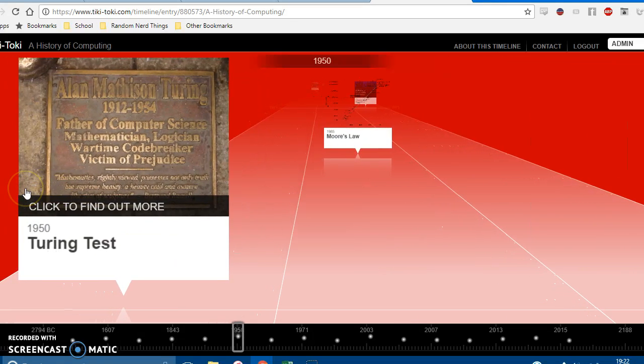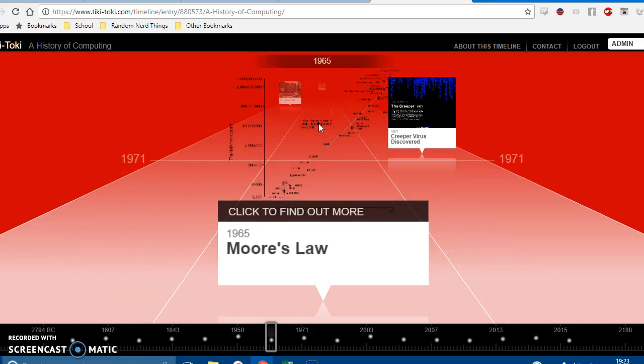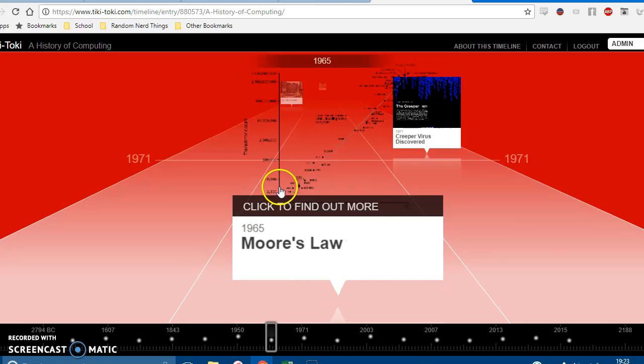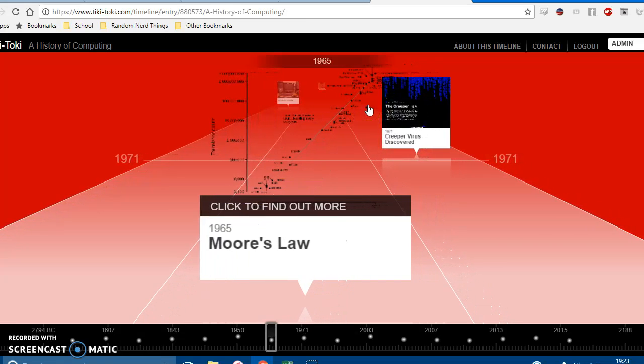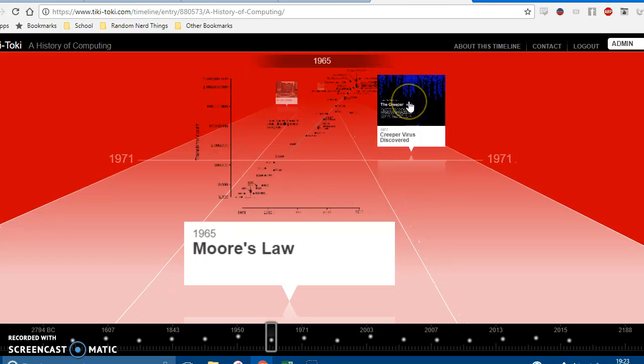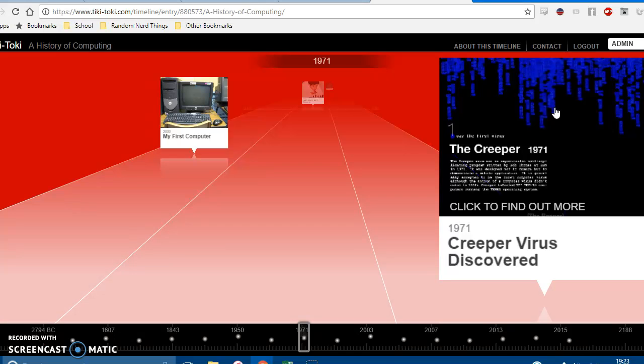The Turing test. This was a test that was designed to determine whether a computer had sufficiently advanced to fool a human into thinking it was having a conversation with another human. Moore's Law. This law says that basically every 2 years the processing power of the same size chip would double, and it has pretty well held up so far. Creeper virus is one of the first computer viruses, and it's really famous.